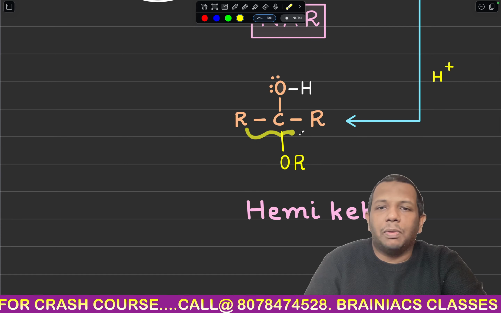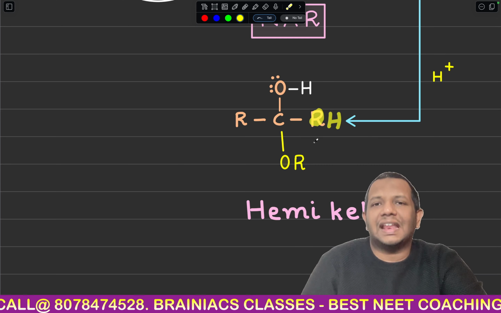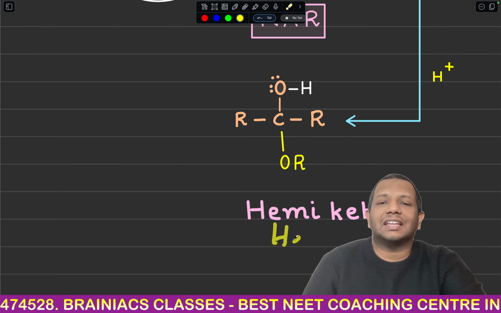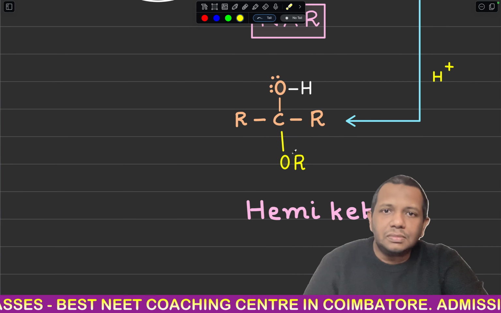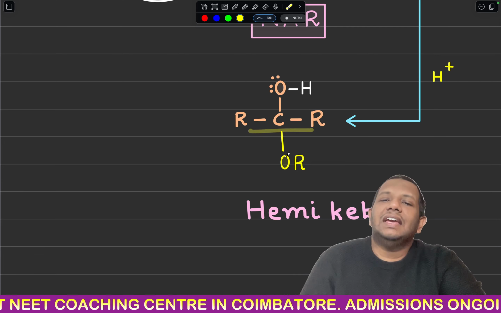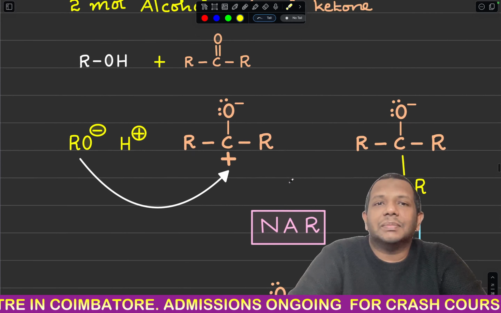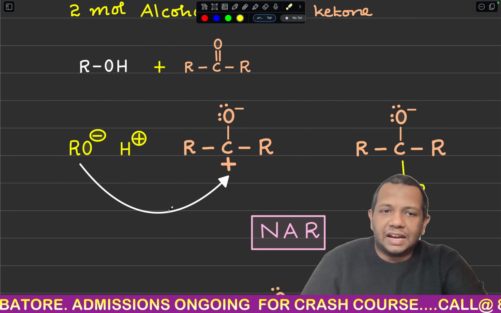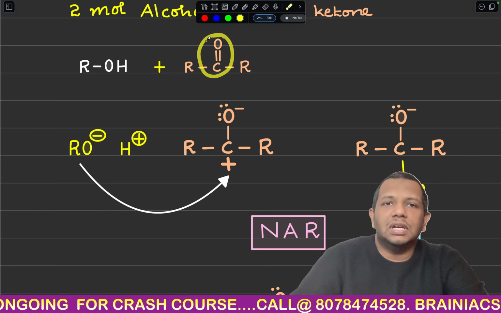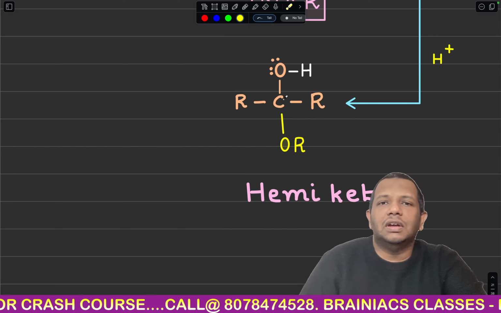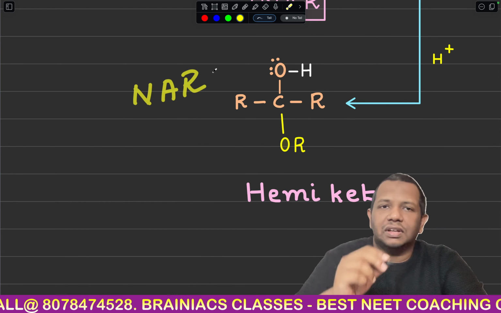Why are we saying ketal? Because the starting compound is a ketone. Suppose instead of R, you have the starting compound as an aldehyde, then we call that a hemiacetal. But we have taken a ketone here, so we say it is a hemiketal. Clear? So what is the mechanism that happened here? The nucleophile attacked the compound first, so we say nucleophilic, and during the reaction the double bond changed to a single bond. You can see here. So the mechanism followed here is a nucleophilic addition reaction.